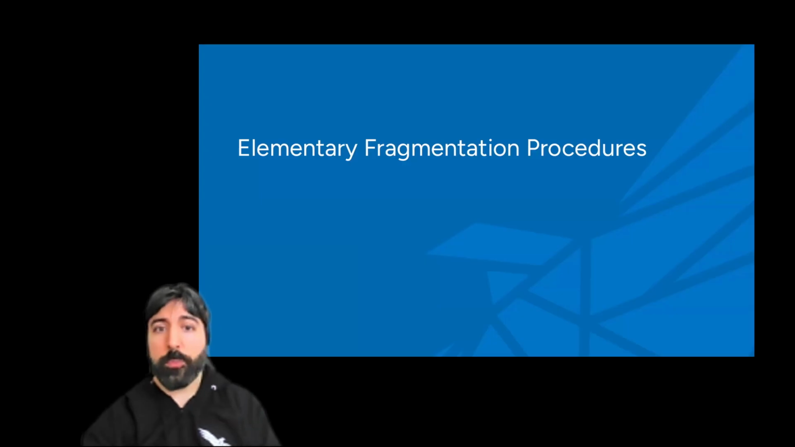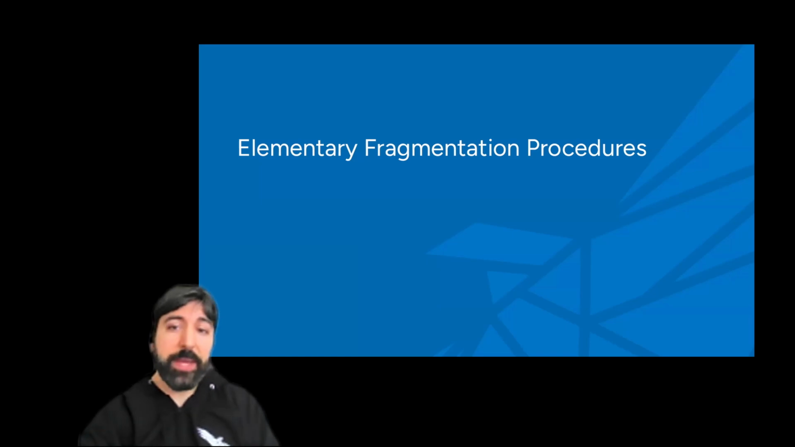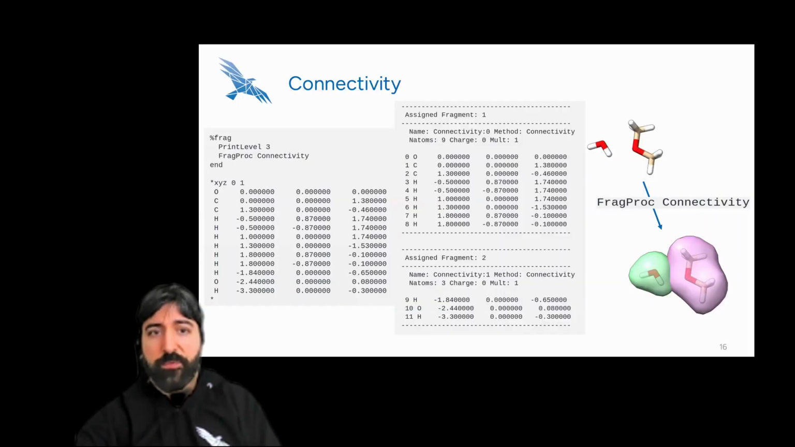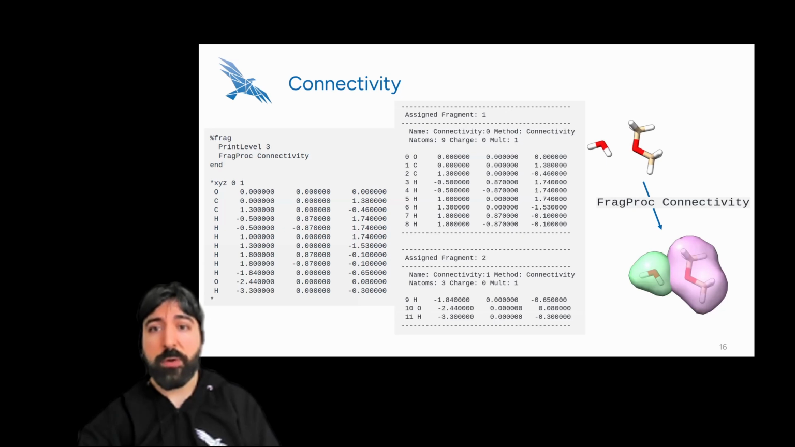ORCA 6 provides multiple fragmentation libraries which may automatically assign fragments in complex systems. So let's briefly review the most important. The first one is the connectivity procedure. This procedure splits the system into molecular fragments based only on the covalent bonding pattern. So this means essentially we assign one molecule per fragment.